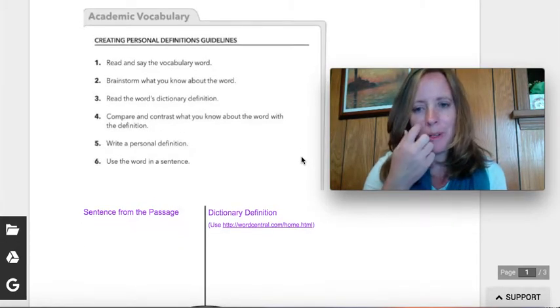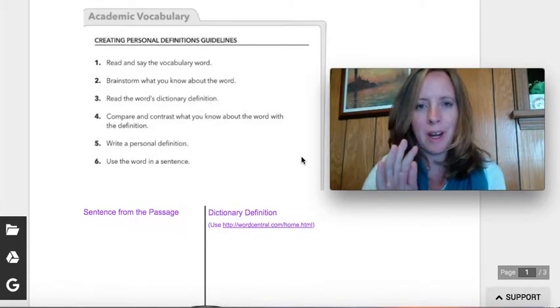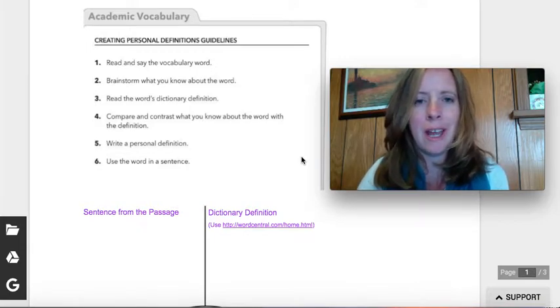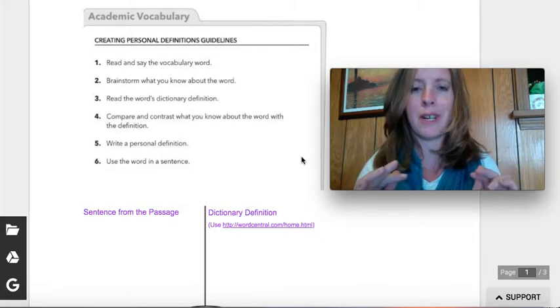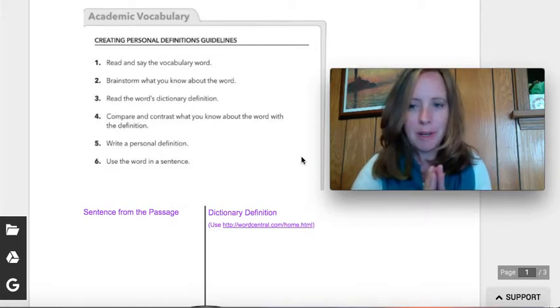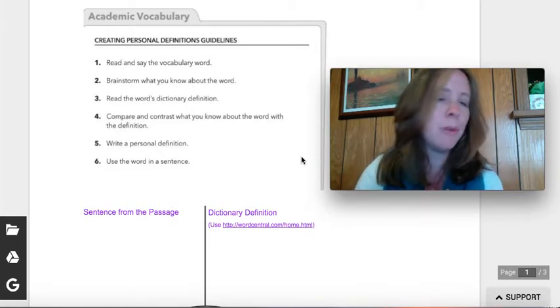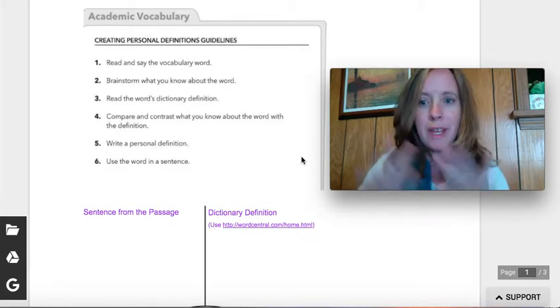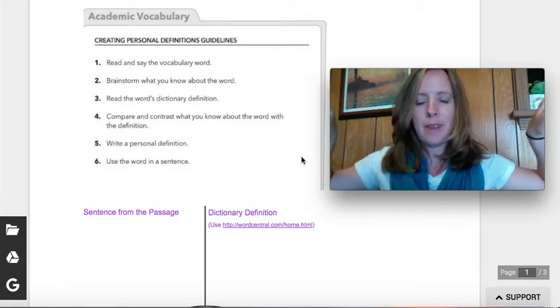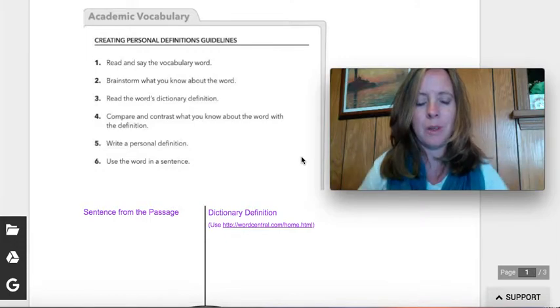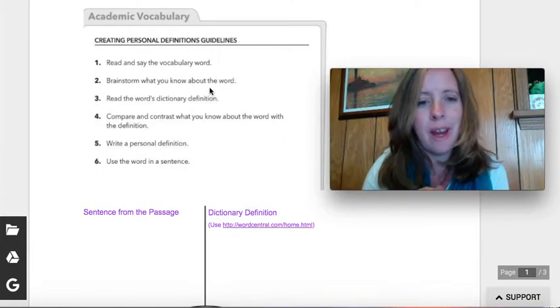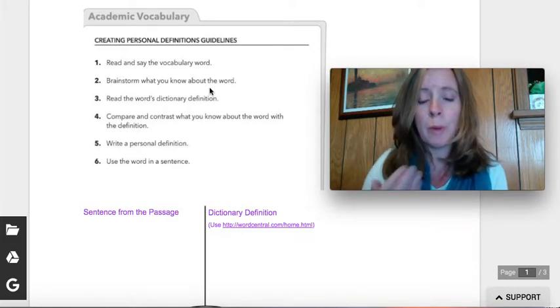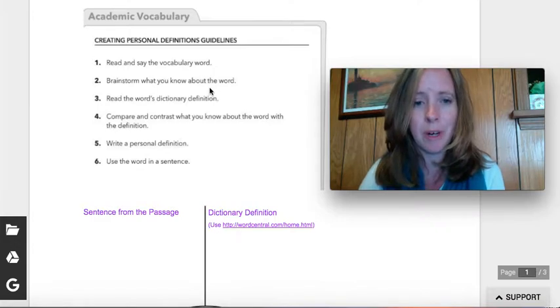This week, we're taking a break from looking at a word's prefixes, roots, and suffixes. We're taking a little bit of a break from that, and instead we're looking at the outside clues of a word. Okay. And so here is a guideline for creating your own personal definition for a tricky word.